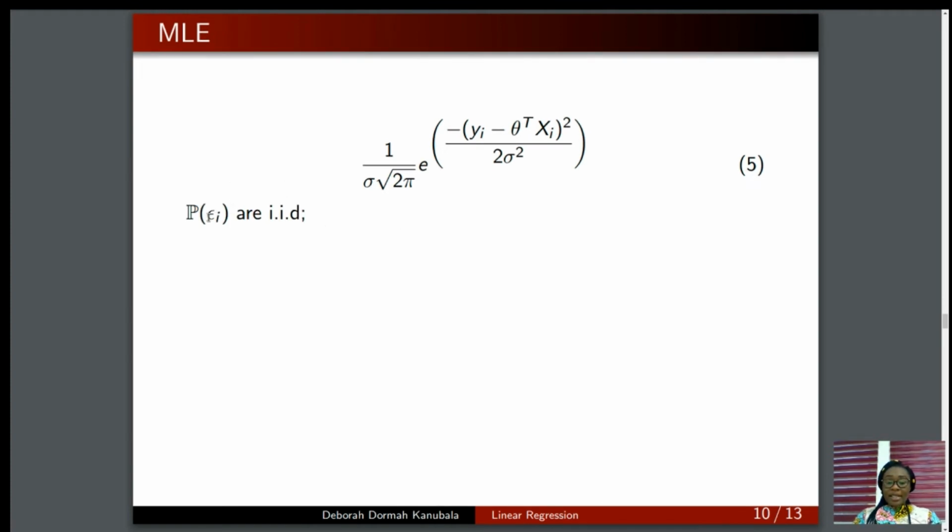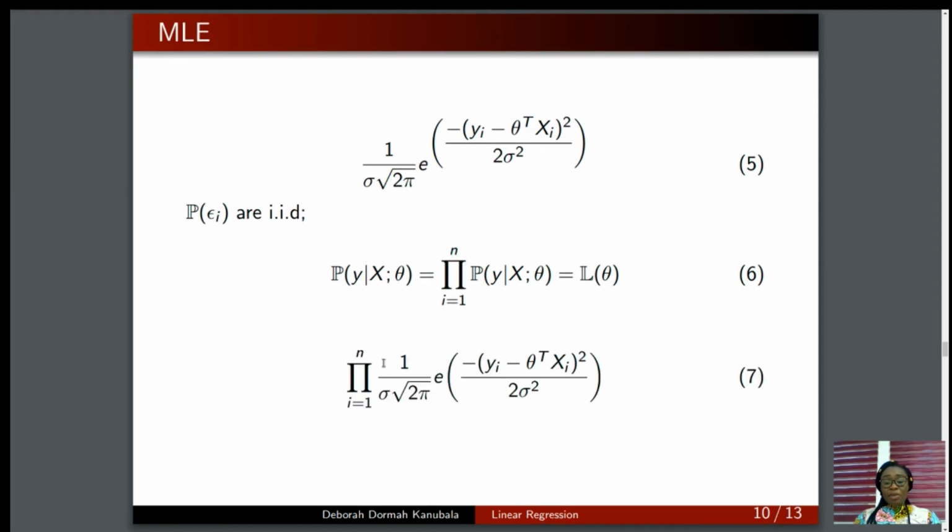But note that the probabilities of this e_i are independent and identically distributed, and what we have here is just for one example. If we want to look at it in the general case, we would have to take the product of it since they are IID. This is just the symbol we use in math for the product. So if we take the product of all the probability density functions as we have here, we can apply the product through this function.